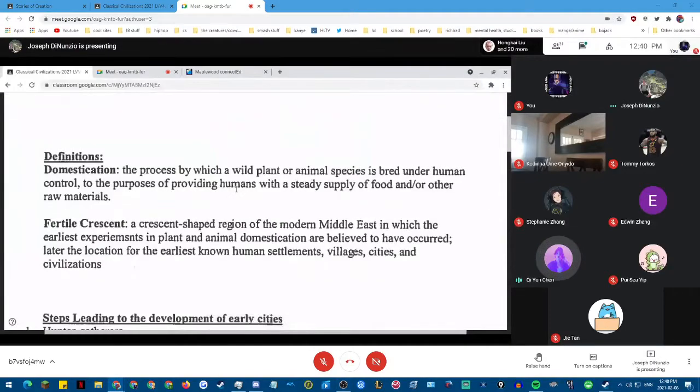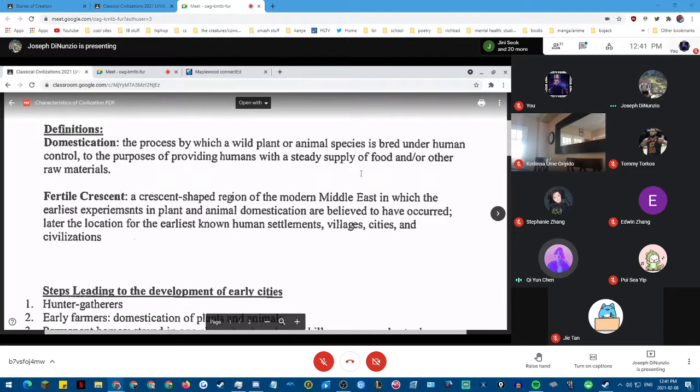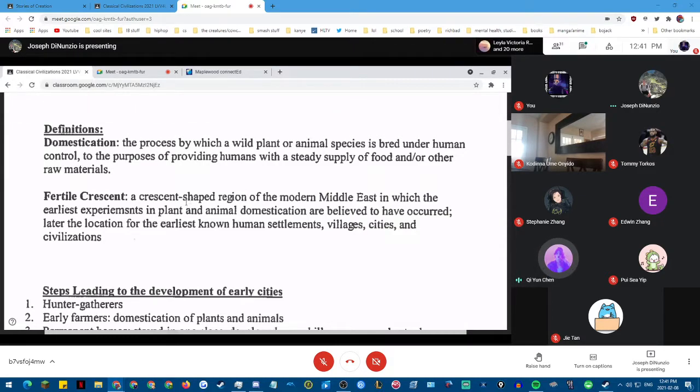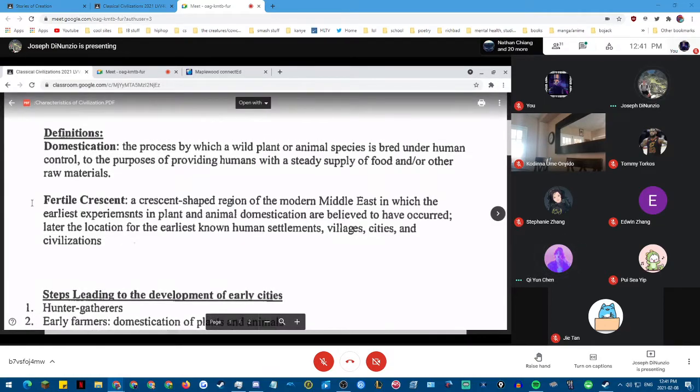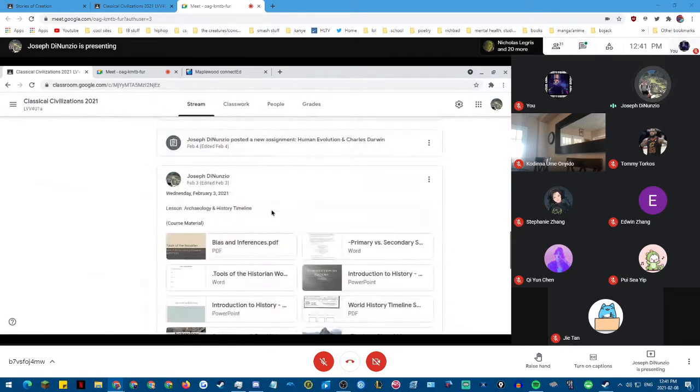Species is brought under human control for the purposes of providing humans with a steady supply of food and/or other raw materials. Fertile Crescent: a crescent-shaped region of the modern Middle East in which the earliest experiments in plant and animal domestication are believed to have occurred. Later, the location for the earliest known human settlements, villages, cities, and civilizations. The Fertile Crescent.